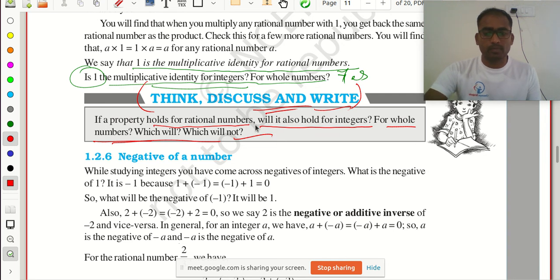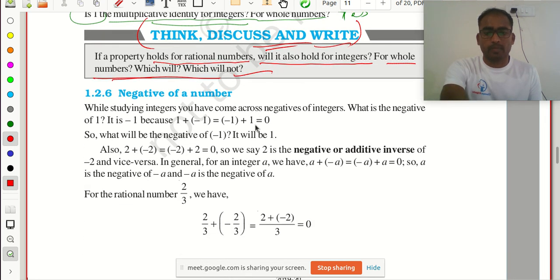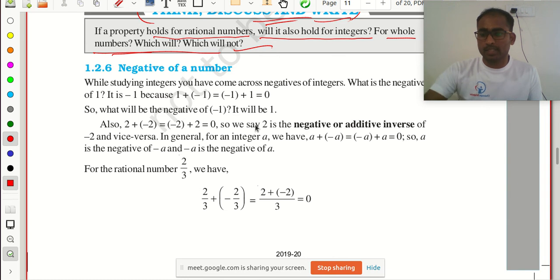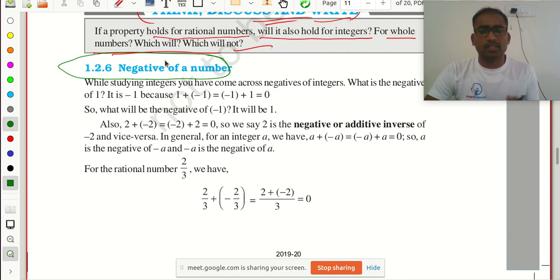Now we are discussing the concept of the negative of an integer, or the negative of some number. What is the negative of a number? My question to you all: does a negative number exist? Please speak.